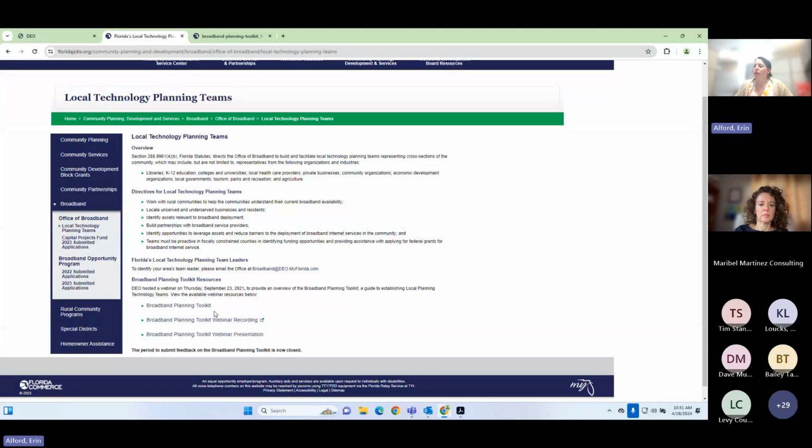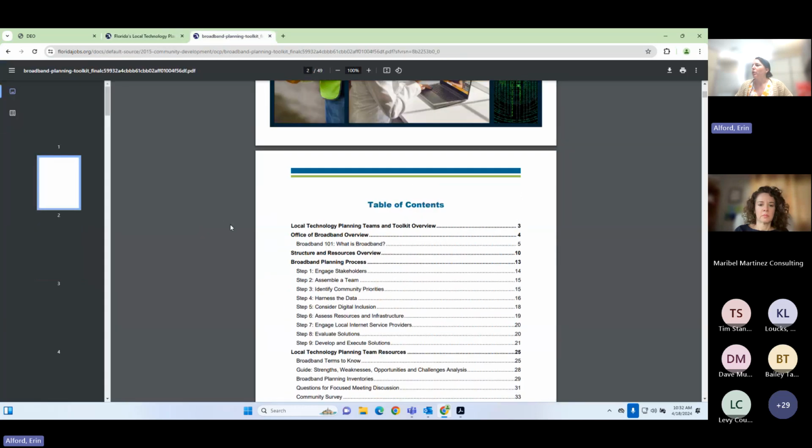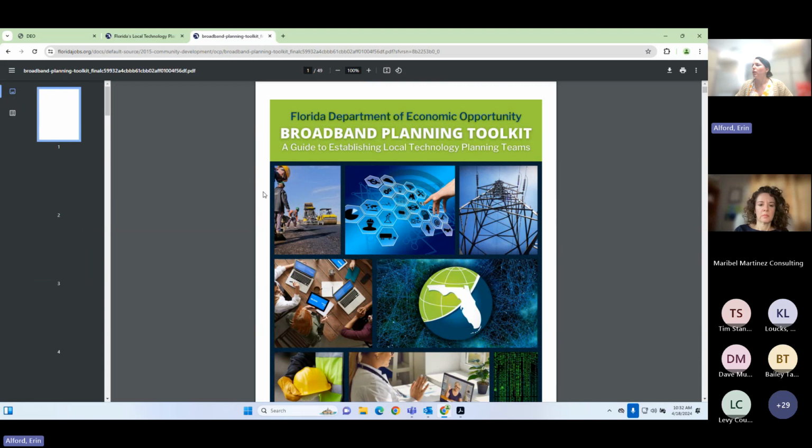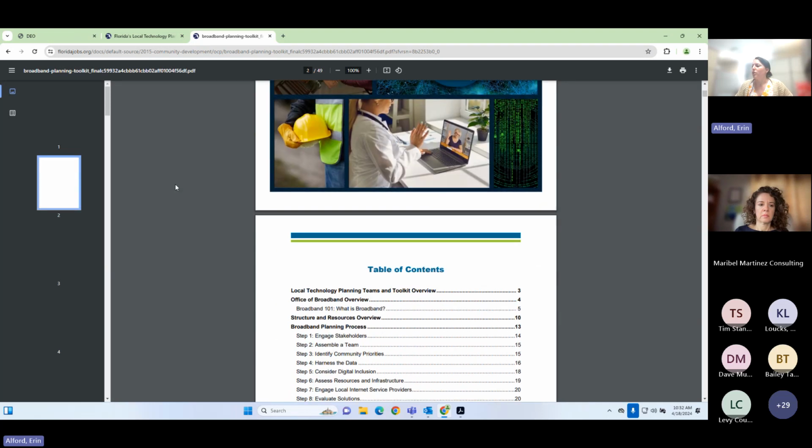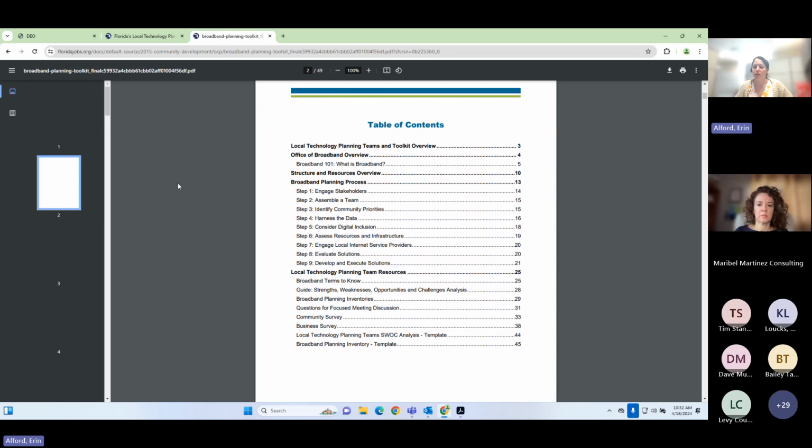But the most important thing that y'all can access is the broadband planning toolkit. If you click on that link right there, it will bring you to the broadband planning toolkit, a guide to help establish an LTPT in your county. This is a really efficient resource. It's only 45 pages long, so it's not crazy long. It's very generic, very easy and comprehensible to understand. I know that a lot of different sectors come and are part of LTPTs, so it also gives a great overview of even what broadband is, because you can have someone from the school district or the medical center who wants to be part of an LTPT, but might not have the awareness of what all broadband can do. So it's a great overview of what it is.